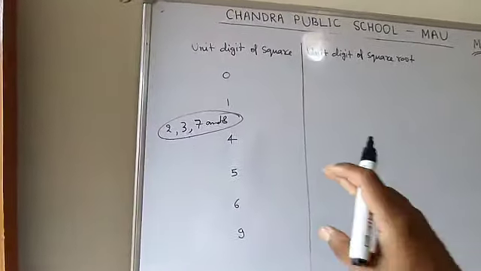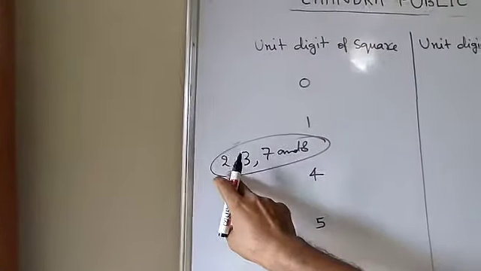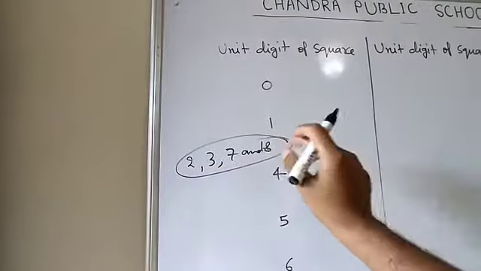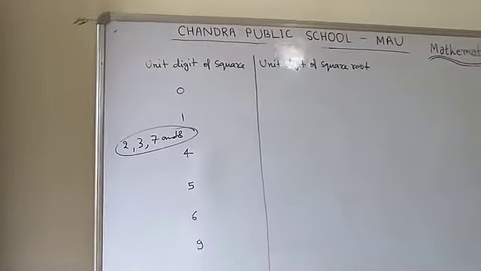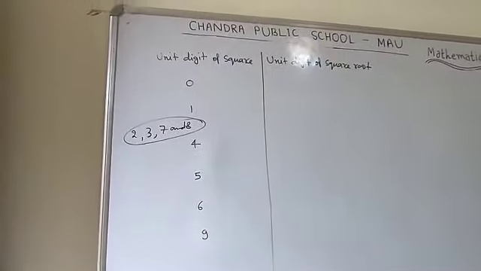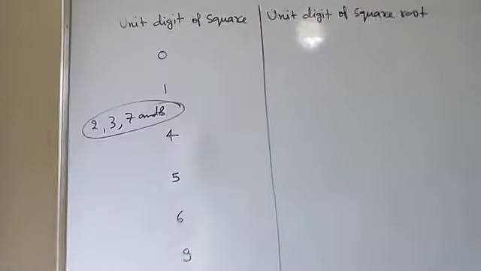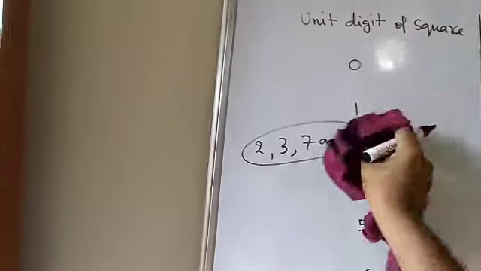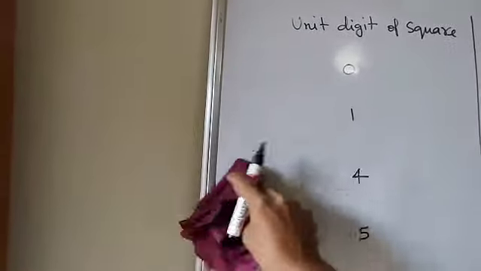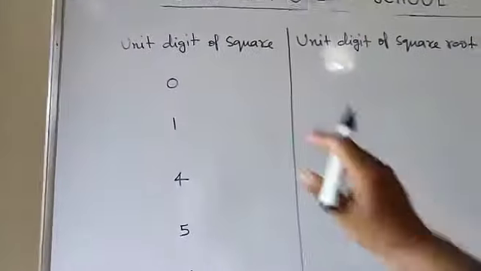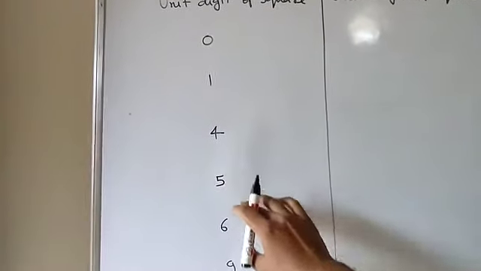So a number whose unit digit is 2, 3, 7 or 8 will have a square root in decimals, and it will not be an integer. That's why I have not written those numbers. Here you can find the unit digit only of perfect square numbers. That's why I have written 0, 1, 4, 5, 6, 9.